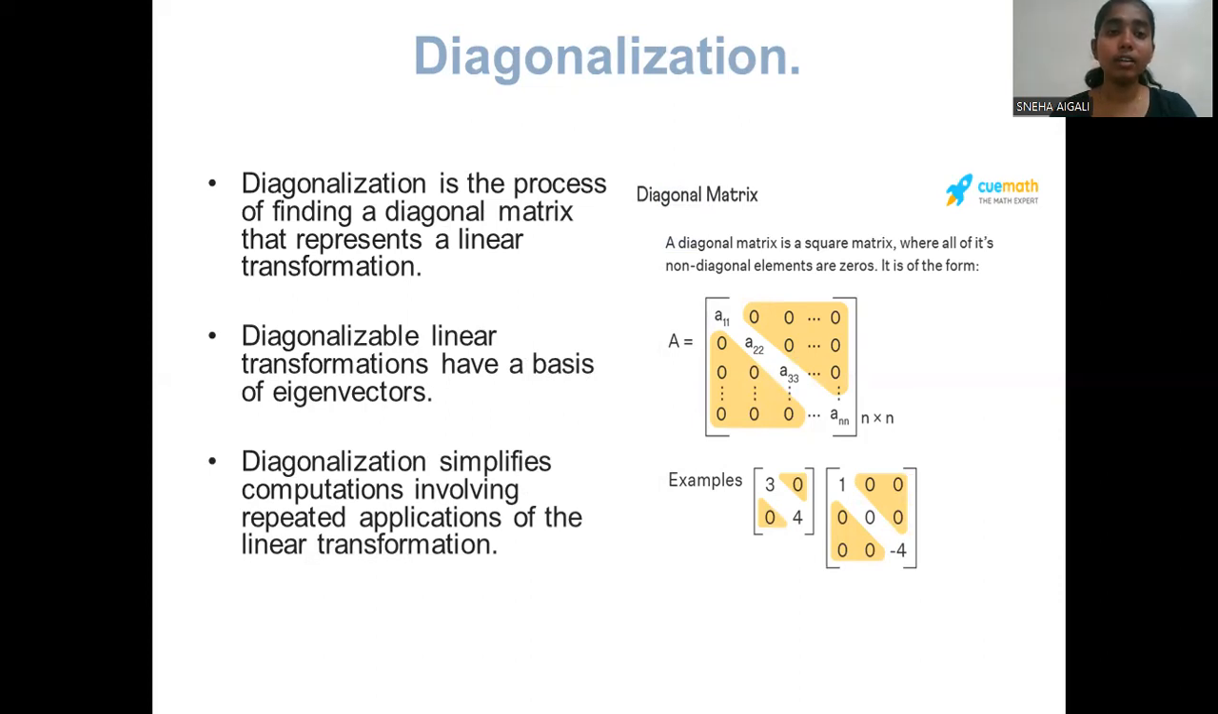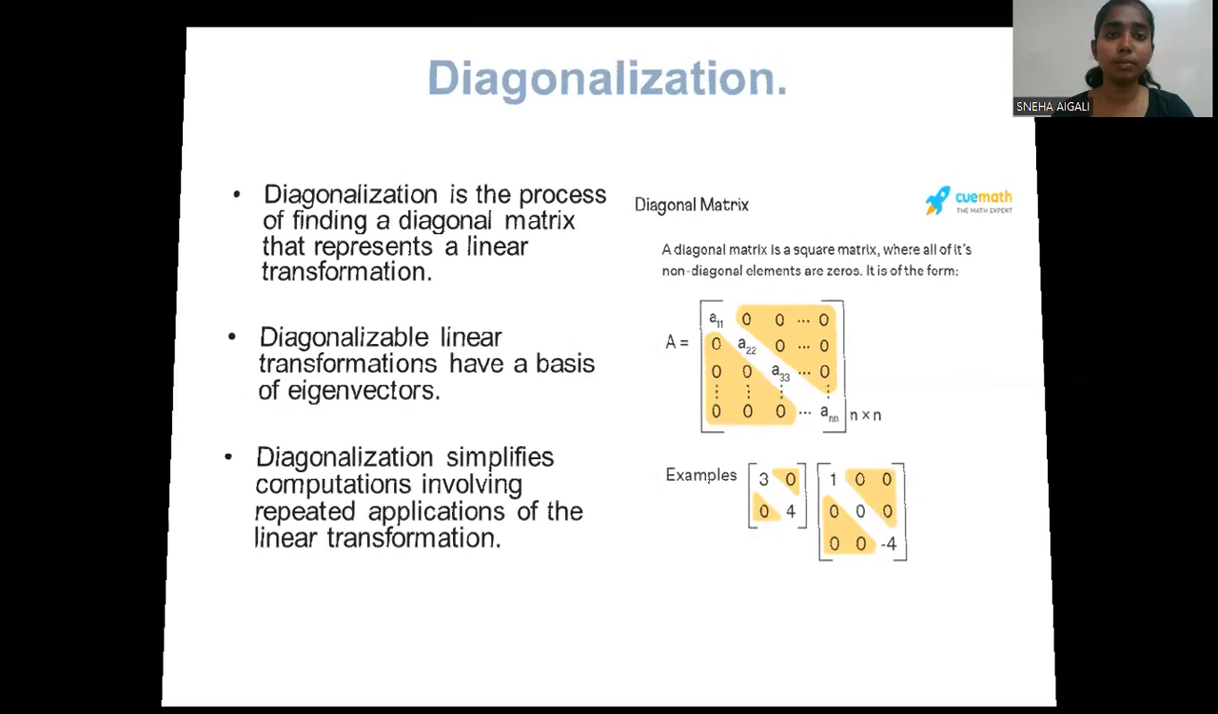Now next, diagonalizable linear transformations have a basis of eigenvectors. Diagonalization simplifies computations involving repeated applications of the linear transformations.